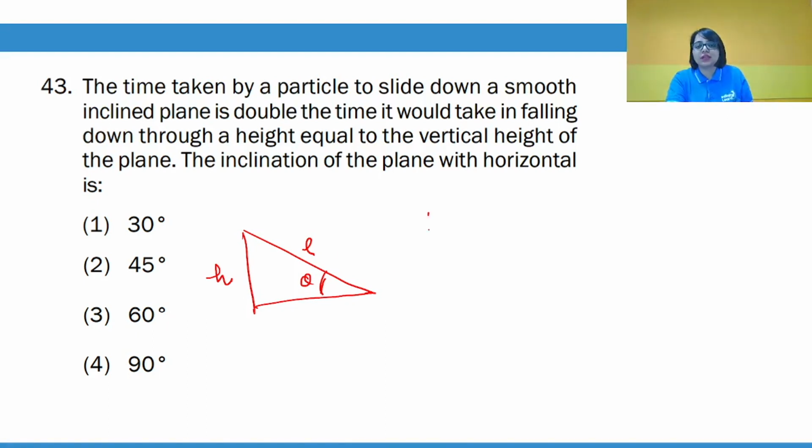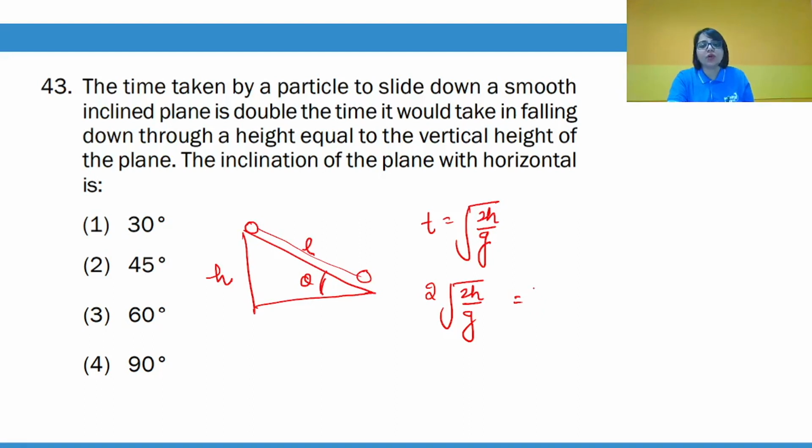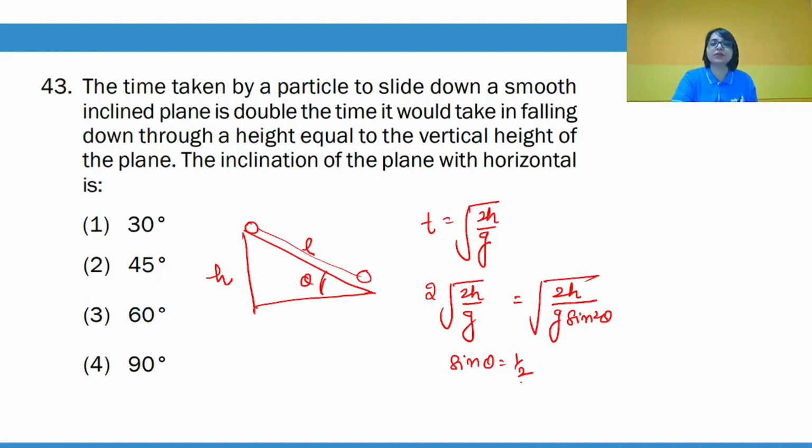So if this time is t, then it is under root 2h by g. Time taken to slide from this to this will be 2t, that is 2 times under root 2h by g. Now this time taken is also equal to what? It is also equal to under root 2h upon g sine square theta. Right, so if you equate this value, you'll get sine theta is equal to 1 by 2 and theta will be 30 degree, which is option 1.